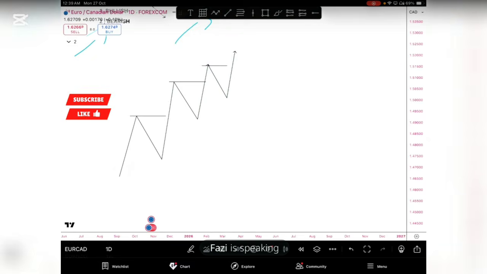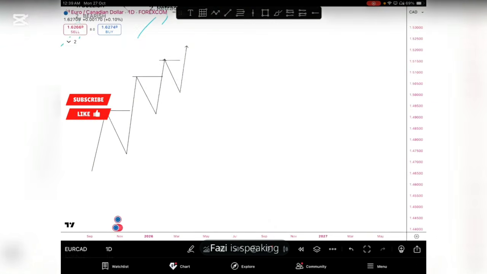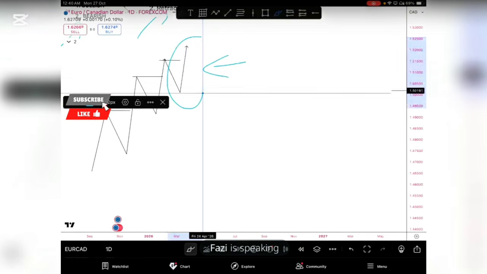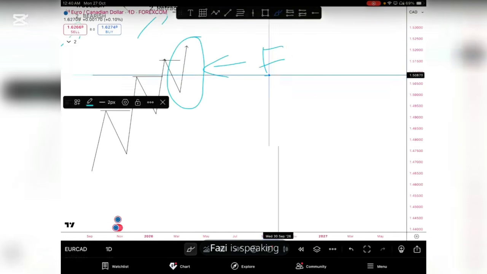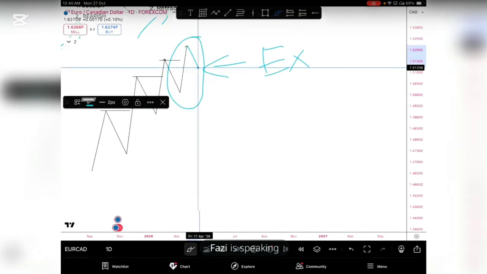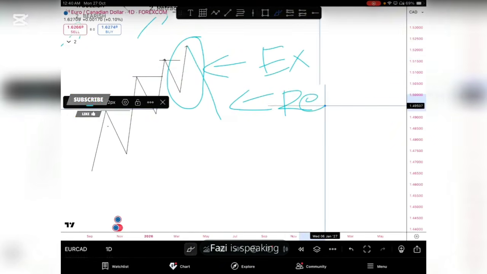When making new higher highs, it gives some retracement, right? So here we have two types of moves, which are the expansion move and the retracement move. So what is an expansion move? When the price makes new higher highs, that we call an expansion move. After making new higher highs, when the price retraces here, then we call that a retracement move.